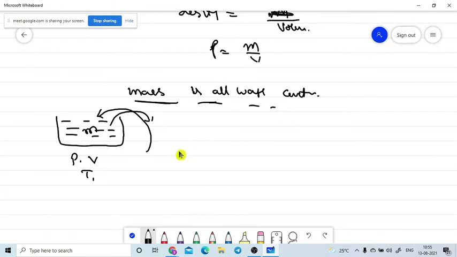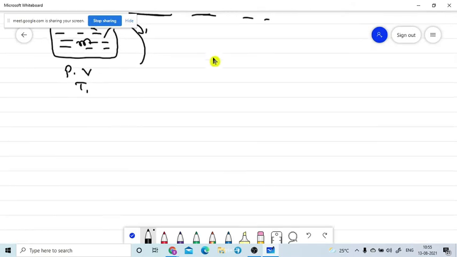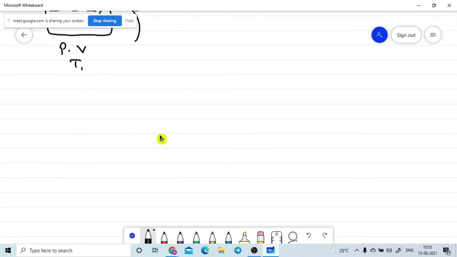So that is a very important point you need to know. Now, my goal is how the density will vary, how the density relation will change with respect to the temperature. That is our goal. So to get this one, I am taking the fundamental formula.